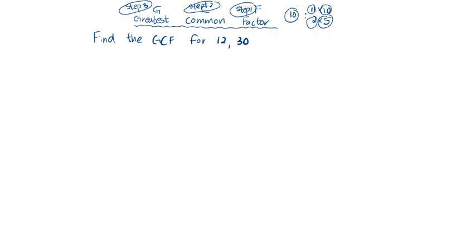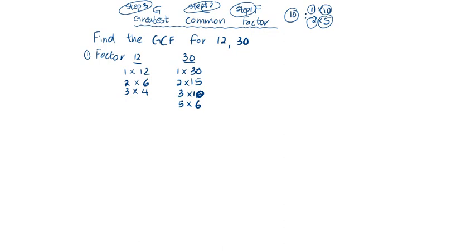So step one is we're going to find the factors of 12 and 30. Let's see the factors of 12. I know 1 times 12 is 12, 2 times 6 is 12, and 3 times 4 is 12. And for the factors of 30, 1 times 30 is 30, 2 times 15 is 30, and 3 times 10 is 30. Oops, sorry, that's a 10. And I know 5 times 6 is 30 as well. All right, that was step one.